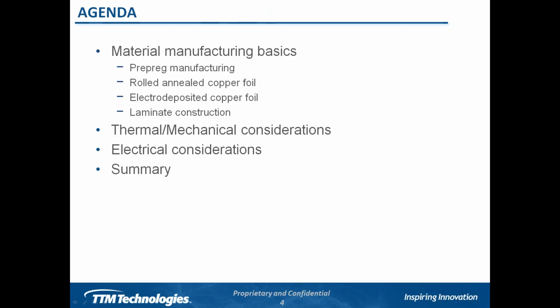So let's begin. Our agenda for today is the following. We'll start off with a primer on material manufacturing, basically what our suppliers make for us. And that includes prepregs, rolled annealed copper foil, electrodeposited copper foil, general construction of laminates and how it's done. We'll look at thermomechanical considerations. We'll spend some time on electrical considerations, and finally, we'll sum it all up when we're done.